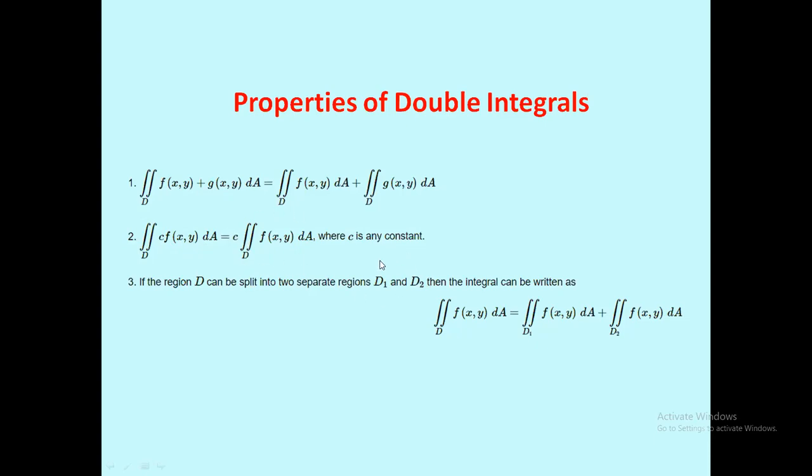C is any constant. Now, if the area of the region D can be split into two separate regions, D sub 1 and D sub 2, then your integral can be written as the area of the first region D sub 1 plus the area of the region D sub 2. That would then represent the total area of the two regions.